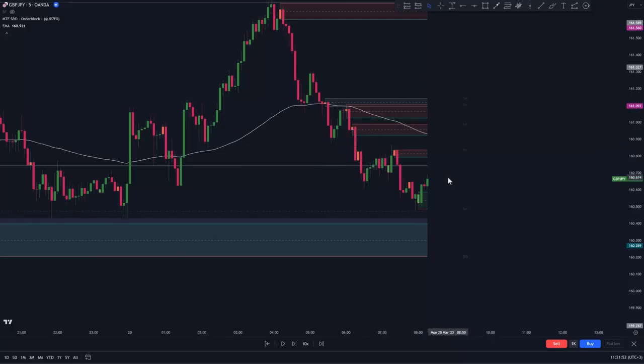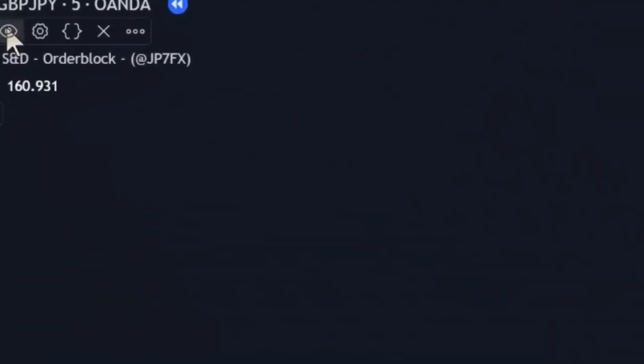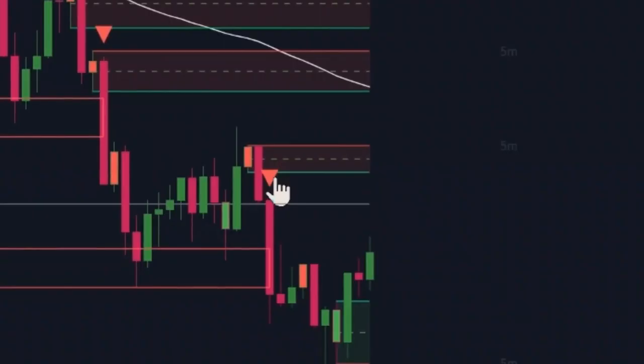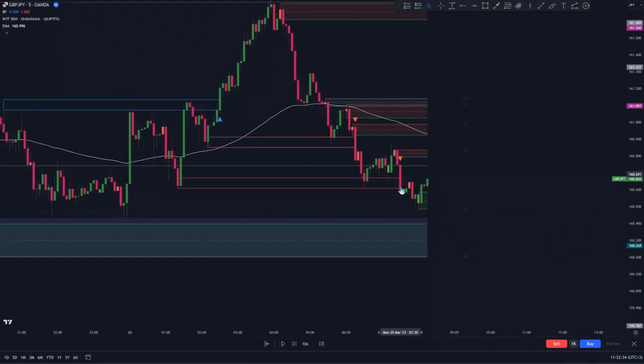Now, after we have a supply zone within a bearish trend, the next thing we want to have on our chart is for the price to break below a key level, also known as a break of structure. To confirm that, we're just going to activate our breakout finder indicator by clicking right here. There is this red downward arrow which indicates that the price broke and closed below this key level, which is basically a previous support level indicated by this red rectangle.